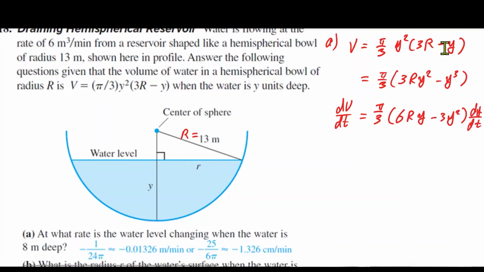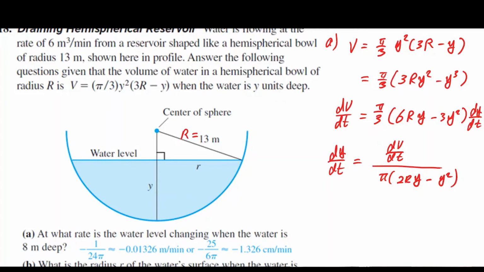This will give you dy dt. You get it? So common factor dy dt. And we want dy dt, right? So dy dt is equal to dv dt divided by this thingy. Let me simplify 3. So we have 2ry minus y squared. How about that? Happy?